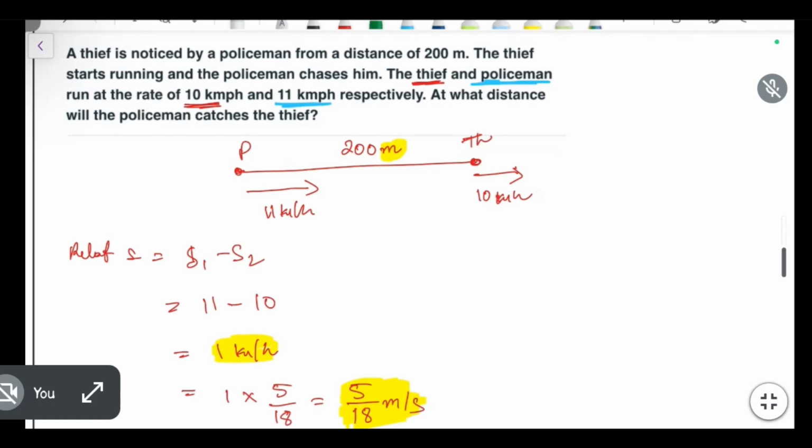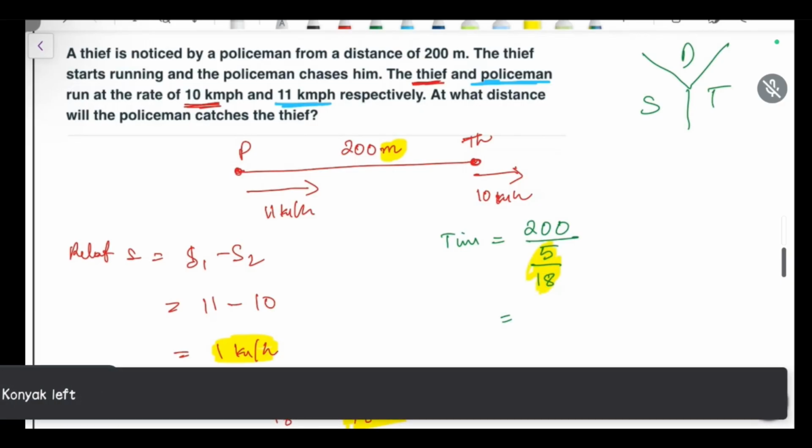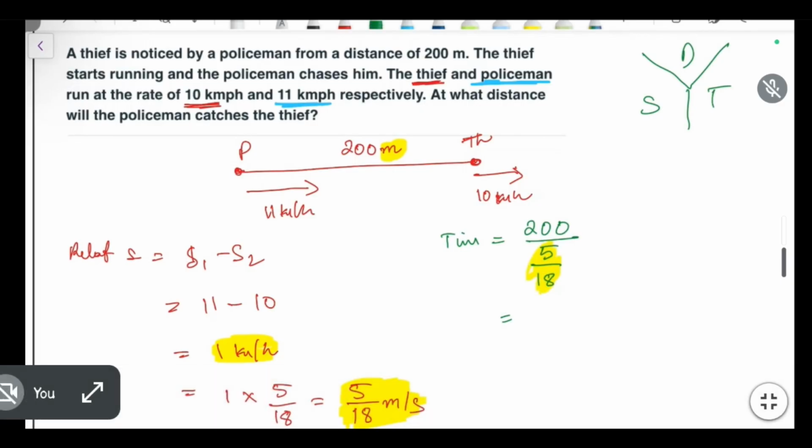Let us find the time taken. Time taken will be, we know the formula of this one, distance, time, speed. Time is distance by speed. So distance here is 200 meter divided by speed here, which is relative speed, 5 by 18. So we have a fraction in the denominator. We need to write the reciprocal of it, right? So I'll just write the reciprocal of that, which is 200 into 18 by 5.